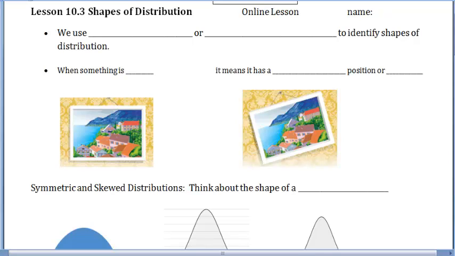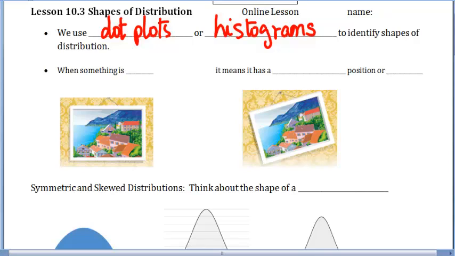This is lesson 10.3, chapter 10, shapes of distribution. Now we use dot plots or histograms to identify the shape of a distribution. That means, how is the data distributed? Is it evenly spread? Are there some towards the high end, or more towards the low end, things like that.